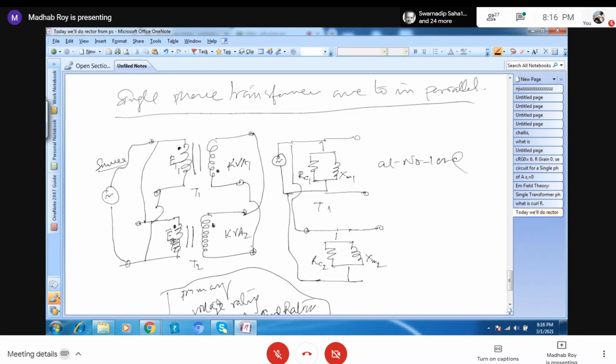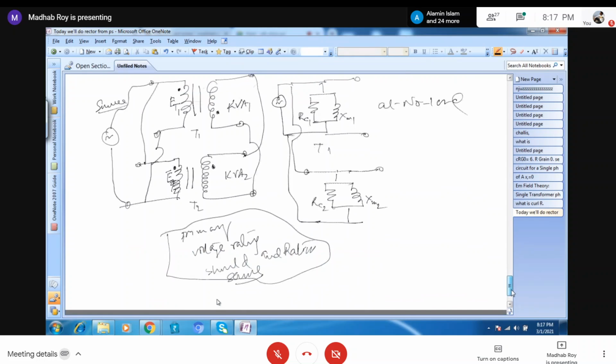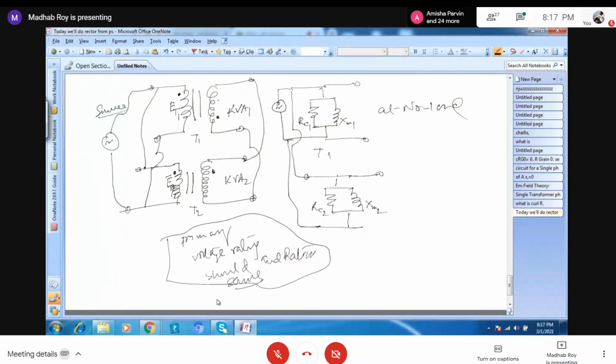So that's the important point. Current will always flow, but what we are doing now is drawing it vectorially. Okay? Here is my pen. So if we want to do it vectorially, then it will be E2 of T1, and this will be E2 of T2. You know that.